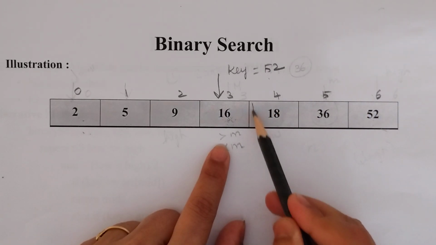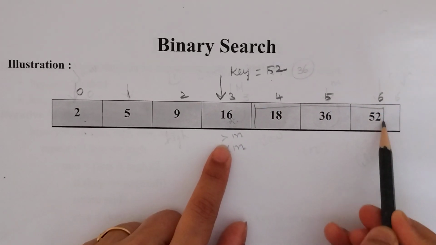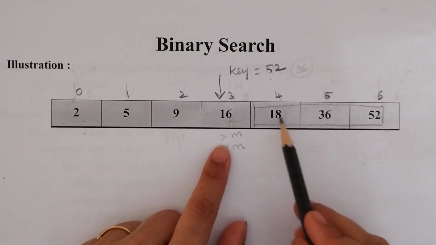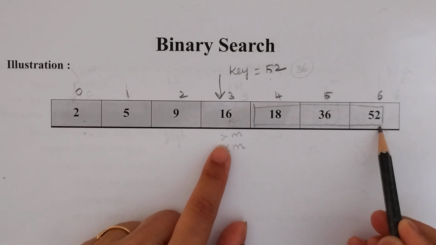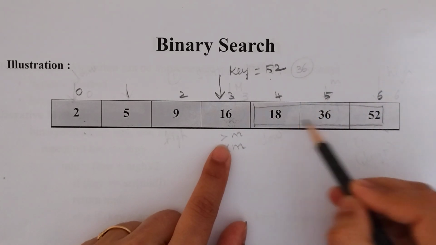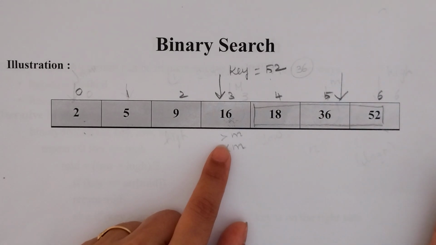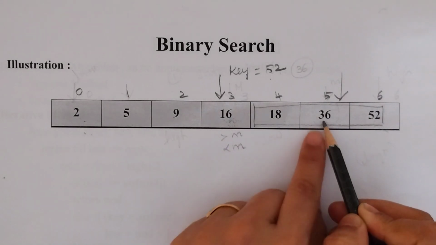Here this right hand side array is now taken as my subarray. In this subarray, again what should I do? I need to find the middle element. There are 3 elements in the array, so in that case this is my middle element, that is 36.